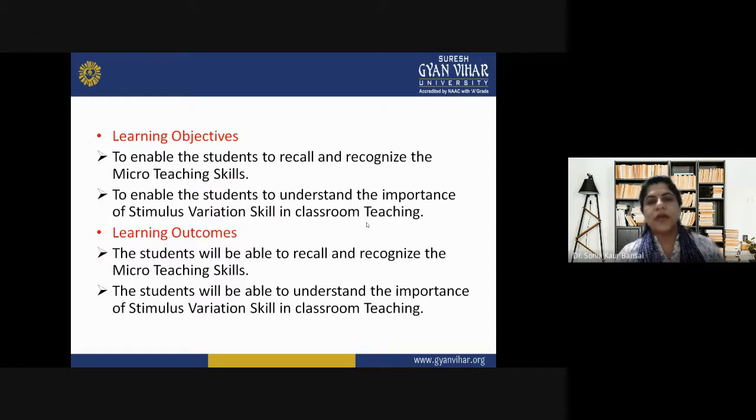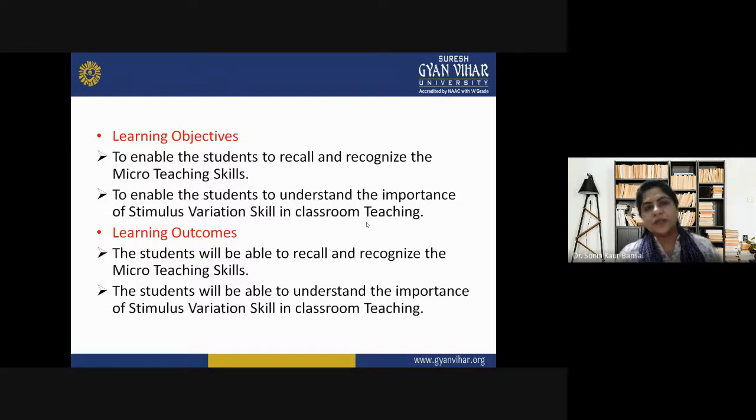As we all know, micro teaching skills are skills which are very important in the classroom. This is done within a format: a class of 5 to 7 minutes is taken, and then feedback is also given. Sometimes we wonder why these skills are so important. The answer is that they focus on each and every element of the society. So we will also enable you to understand the importance of the stimulus variation skill in today's classroom teaching.